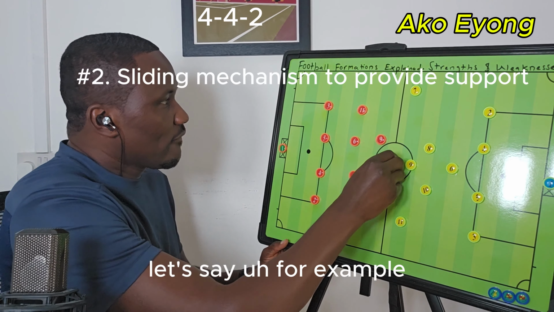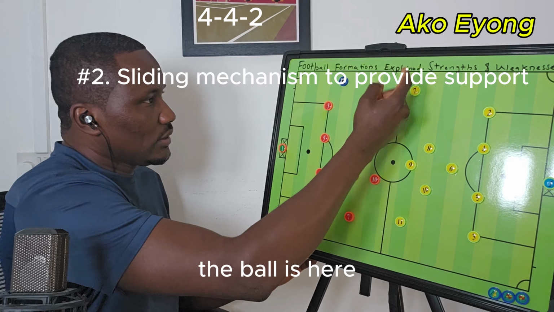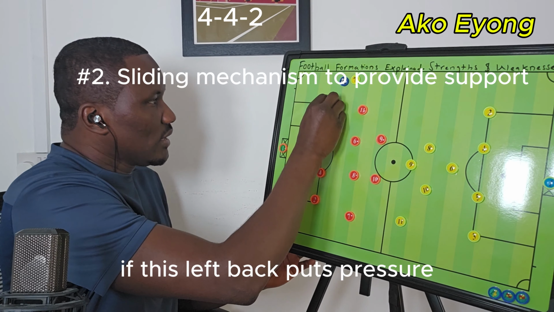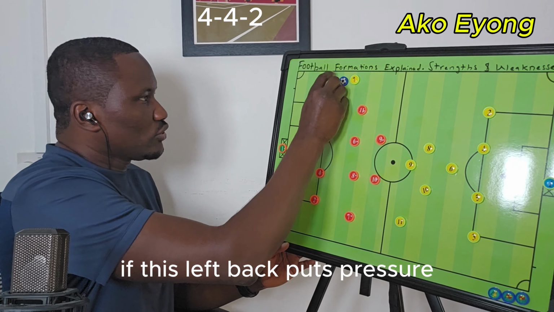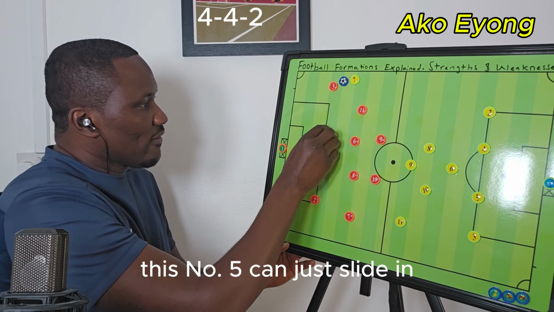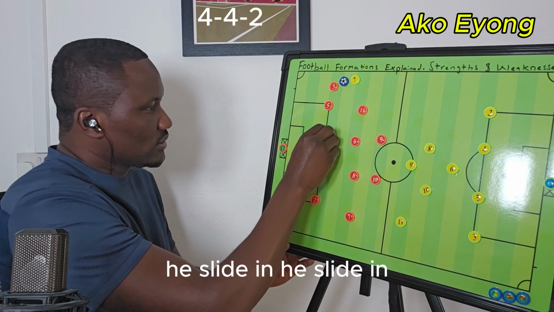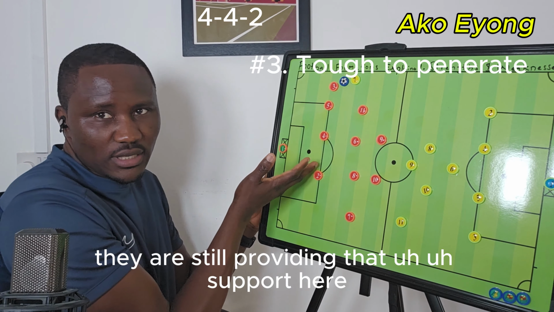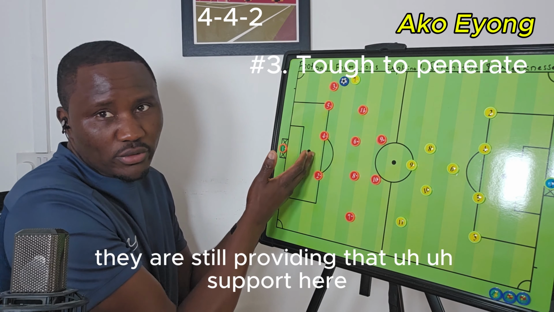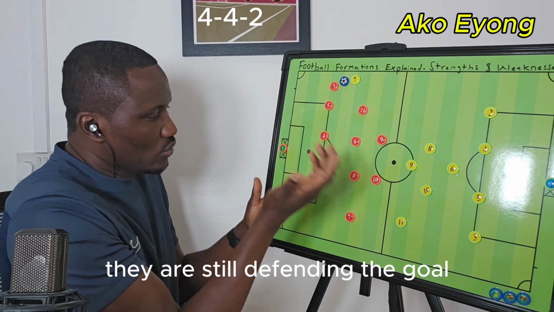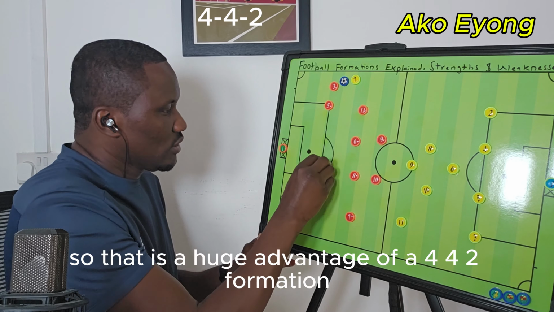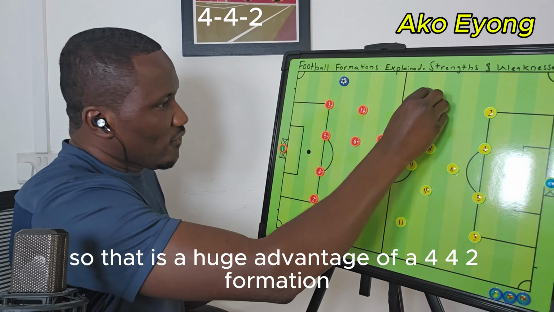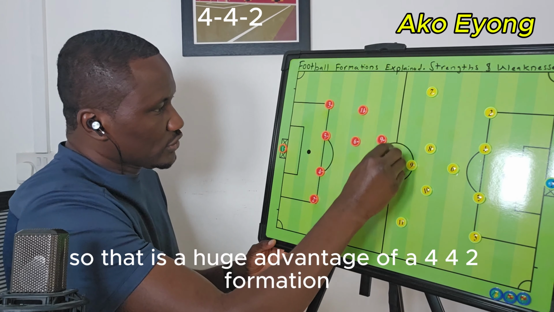Let's say, for example, the ball is here, and we have this winger on the ball. If this left back puts pressure, this number 5 can just slide in, he slides in, and they are still providing that support here. They are still defending the goal. That is a huge advantage of a 4-4-2 formation.